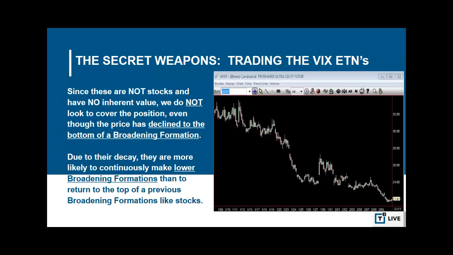All right? So once again, they're not stocks of no inherent value. We do not look to cover the position even though the price has declined to the bottom of the broadening formation. Due to their decay, they are more likely to continuously make lower broadening formations than to return back to the top of a previous broadening formation like stocks do. So when we see stocks, they can bounce around, come all the way back up. These things are less likely to do that because of their decline.